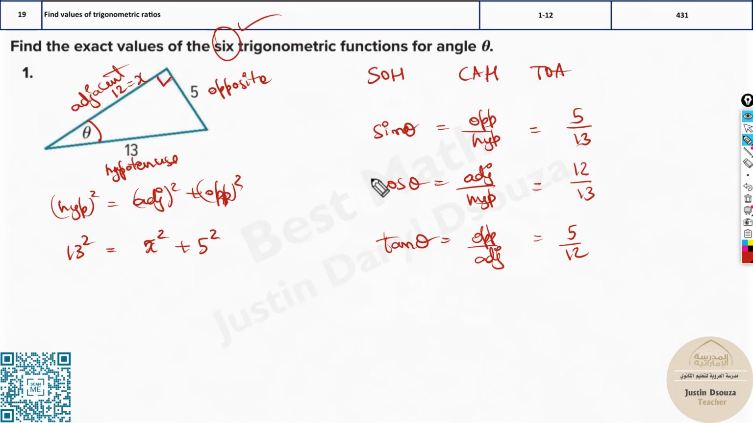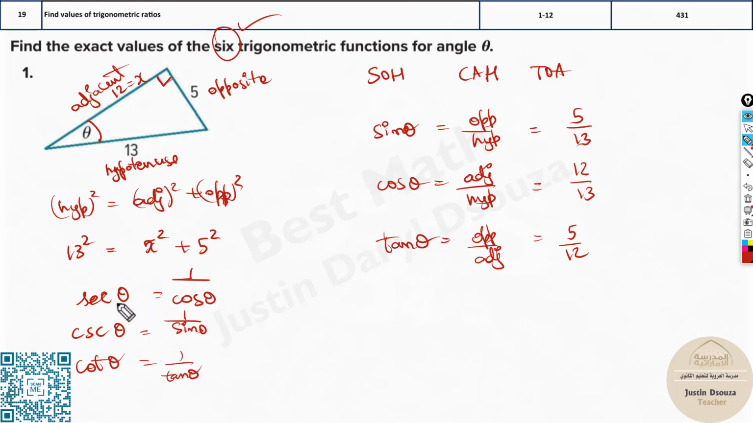Which are these? The reciprocal identities. I'll write the formulas here. The reciprocal identities are secant theta, SEC, and cosecant theta, CSC, and cotangent theta. Now these are all given by very simple formulas. Secant is 1 by cos theta, whereas cosecant is 1 by sine theta, and lastly cotangent is 1 by tan theta.